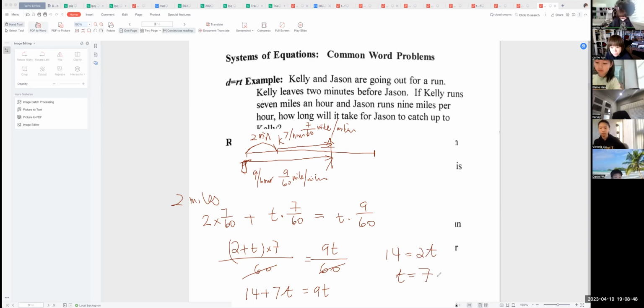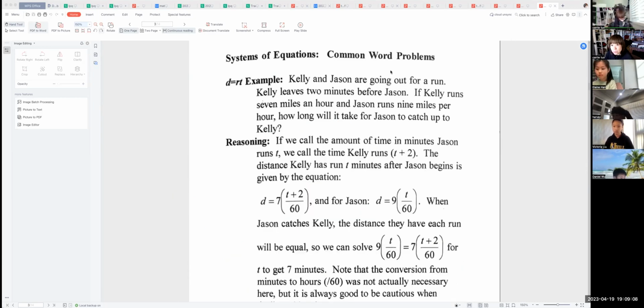So 7 minutes is the time that Jason used. So how long? 7 minutes. Get it, everybody? Harvey, why you got 38.8 is because this is hour, this is minute. Get it, Harvey? Everybody else? Okay, so let's move forward.